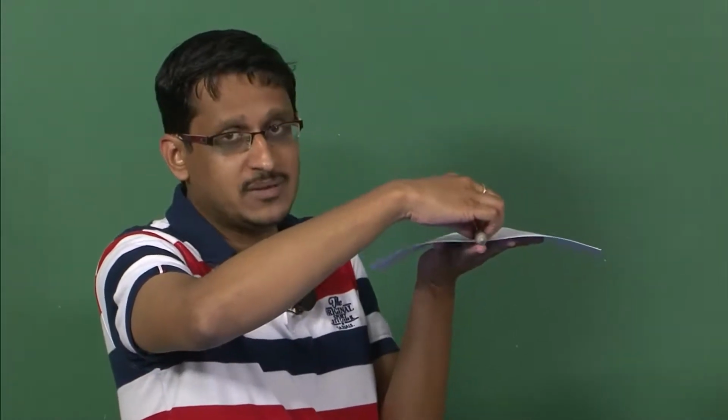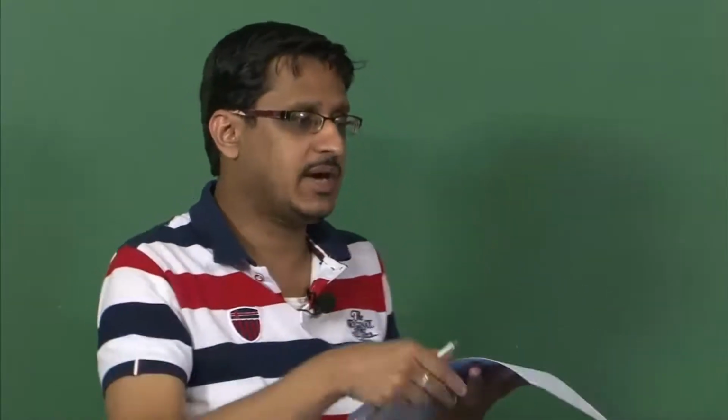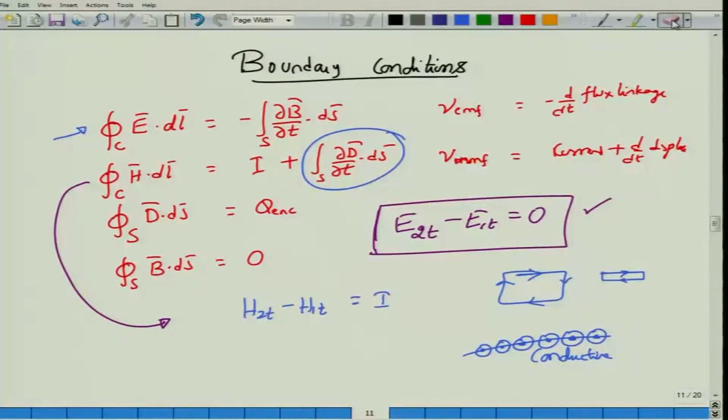If one of the media is a conductive medium, then I can actually have a current component flowing along the plane or along the boundary, and we call this current the sheet current. We use a different symbol for that one. We use the symbol K to denote that this is the sheet current.